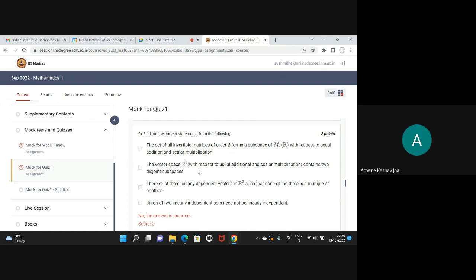And what is the second option? The vector space R5 contains 2 disjoint subspaces. Disjoint means what? They don't have any element in common, right? But then every subspace has the 0 vector, right?